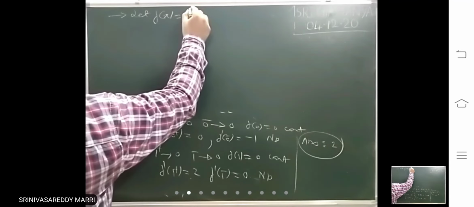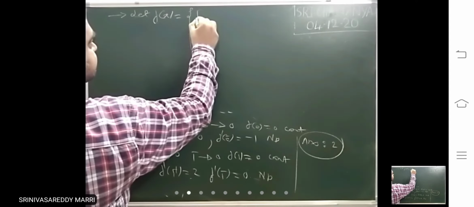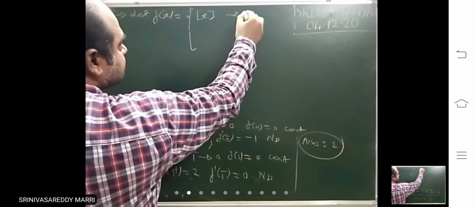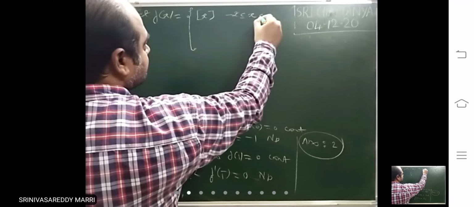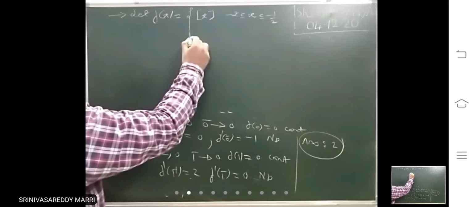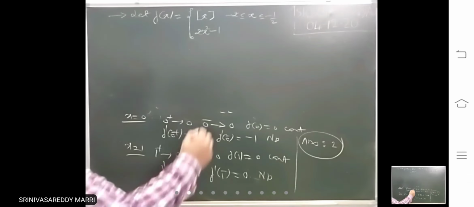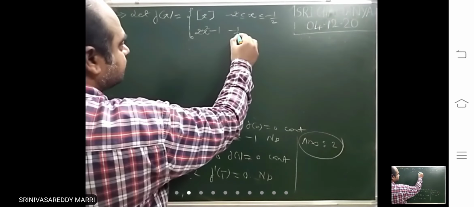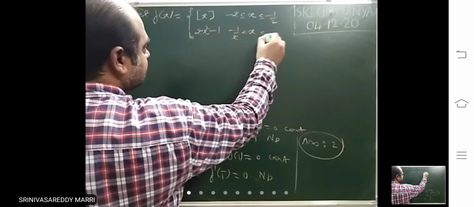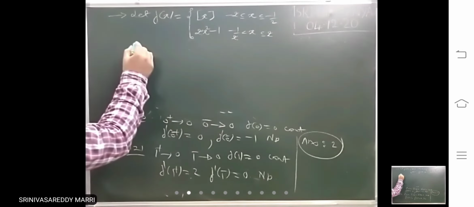Let f of x be defined like this: step x for minus 2 to minus 1 by 2, and 2x square minus 1 for minus 1 by 2 to 2. This is how f of x is defined.